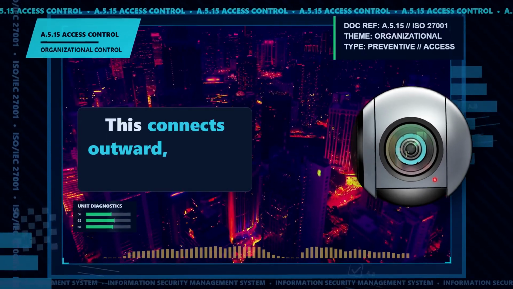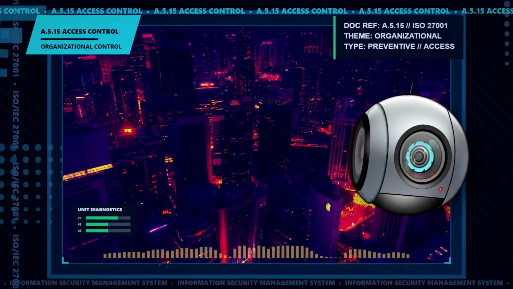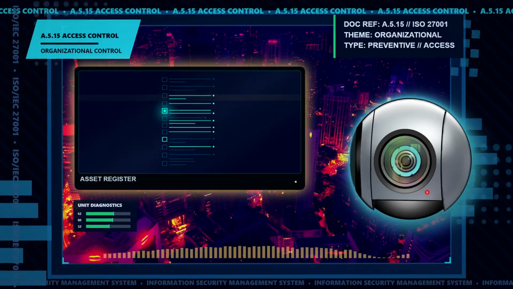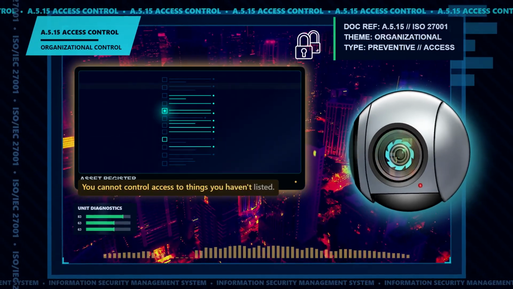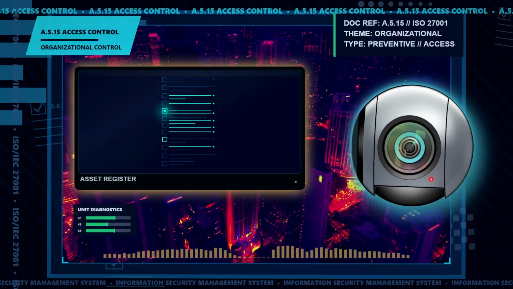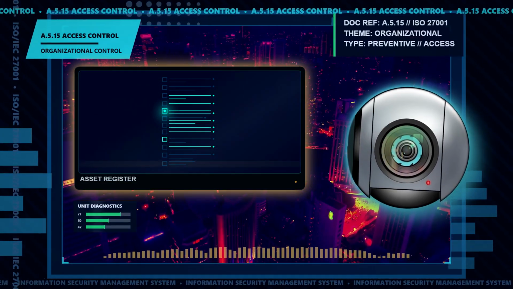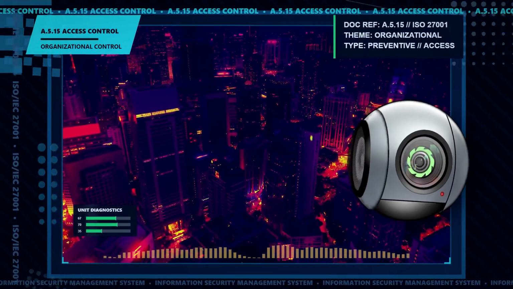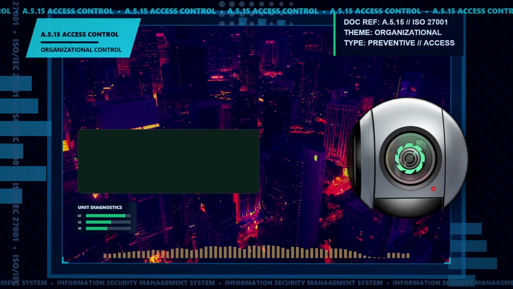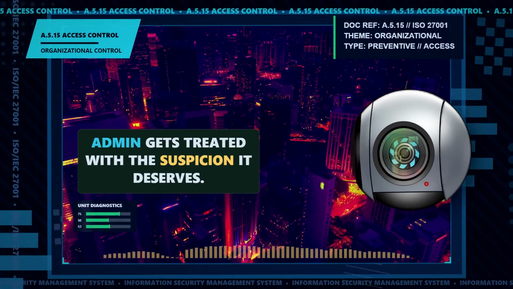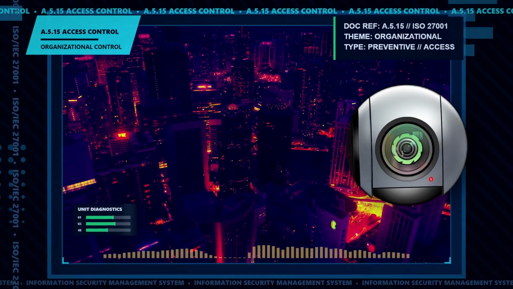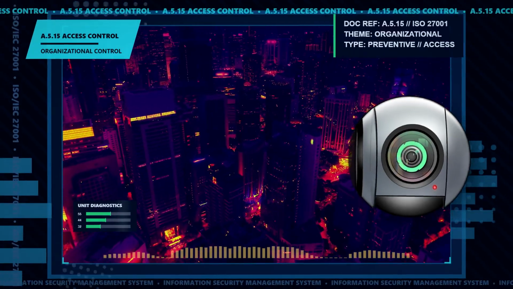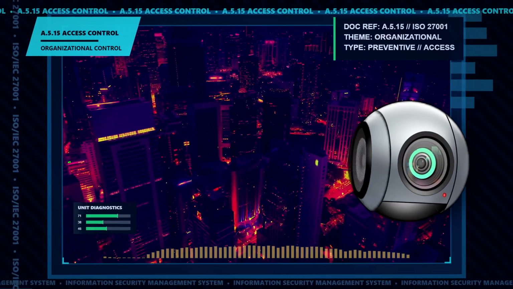And this connects outward, not just downward. Annex A Control 5.9 on inventory of information and other associated assets, because you cannot control access to things you haven't listed. Annex A Control 5.12 on classification of information, because need to know is meaningless without knowing what's sensitive. Annex A Control 8.2 on privileged access rights, which is where admin gets treated with the suspicion it deserves. Annex A Control 8.3 on information access restriction, the technical enforcement end of it. Your statement of applicability is going to reference this one a lot, and that's correct.